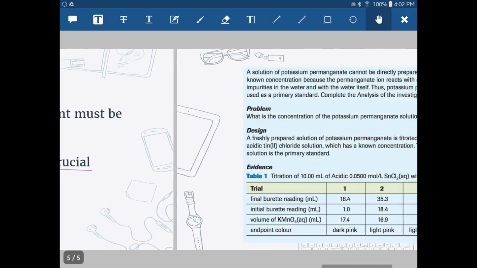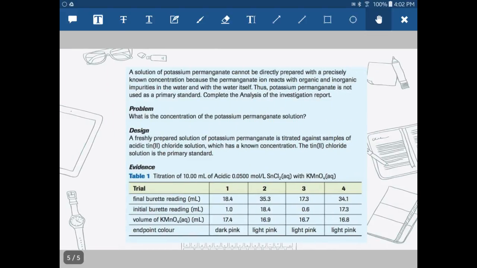Now I'm going to go over an example. I'm going to have to pull up an additional page to go through this, but let's take a look. Now redox stoichiometry is usually done with some sort of titration. So we're talking about, in this question, potassium permanganate, KMnO4. And it cannot be directly prepared precisely with a known concentration because the permanganate ions react with organic and inorganic impurities in the water and the water itself. Thus, potassium permanganate is not used as a primary standard.